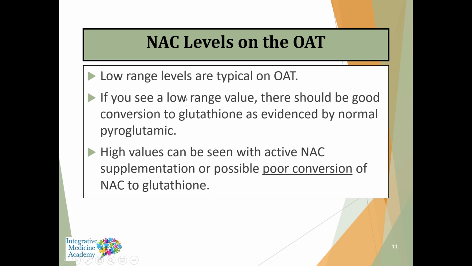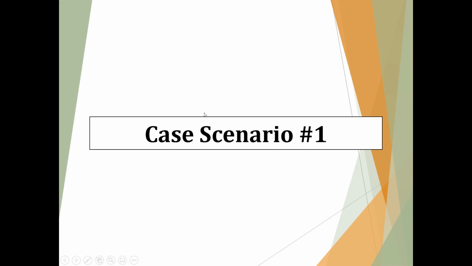Low ranges actually are typical, meaning that N-acetylcysteine is adequately converting to cysteine. The person could still be glutathione deficient, but you've got good conversion to cysteine. High values could be seen in people who are actively taking N-acetylcysteine, or there is some type of poor conversion of N-acetylcysteine to cysteine for glutathione production.